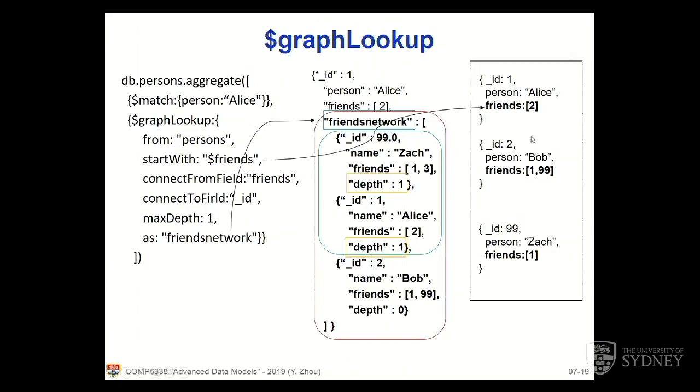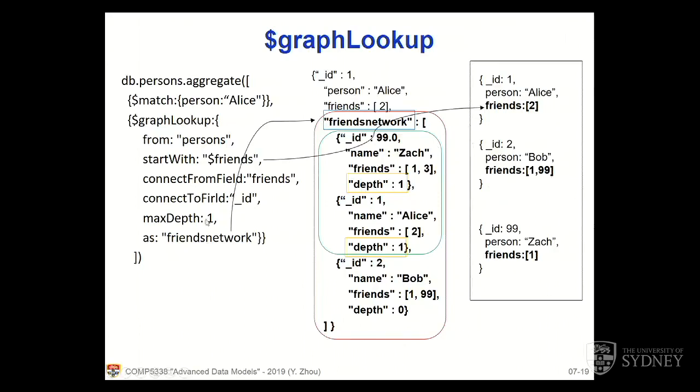Okay, after we start from 2, how do we find things? We need to use this to match. So the connect from field and connect to field mean we want to use the field from here and the match field here. We use this as a value to find documents from the other collection whose field equals the value. So here, now 2, and basically we find this one.